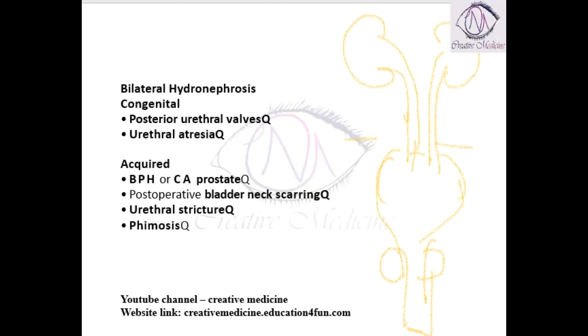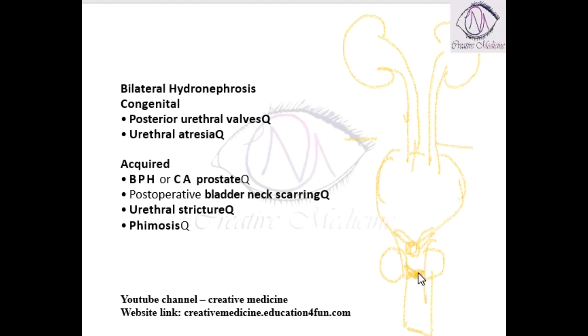This bilateral hydronephrosis is divided into two types. We have congenital bilateral hydronephrosis or acquired bilateral hydronephrosis. In congenital bilateral hydronephrosis, one is the presence of posterior urethral valves. These posterior urethral valves will result in a narrow ureteric orifice. Because of this narrow ureteric orifice, bilateral hydronephrosis is seen.